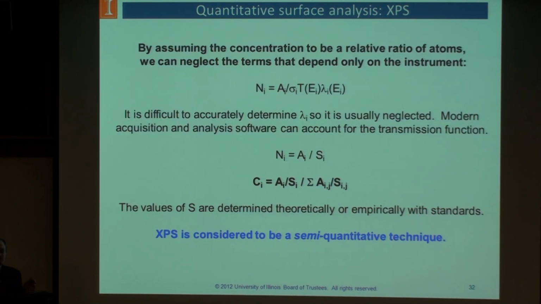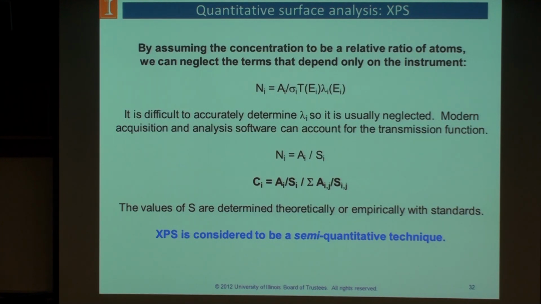So if we assume the concentration that we're going to be calculating to be a relative ratio of atoms, we can actually neglect many of the instrumentally dependent terms. And that makes the equation much simpler. So what we're left with is a cross-section and a transmission function and a mean free path.